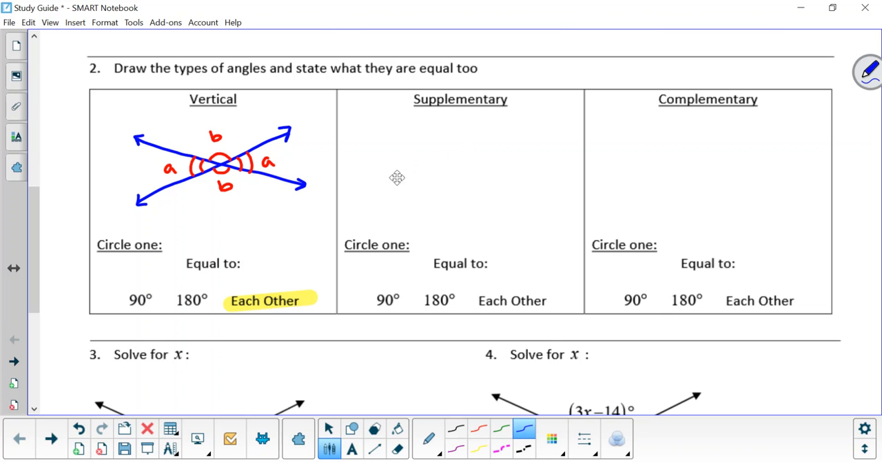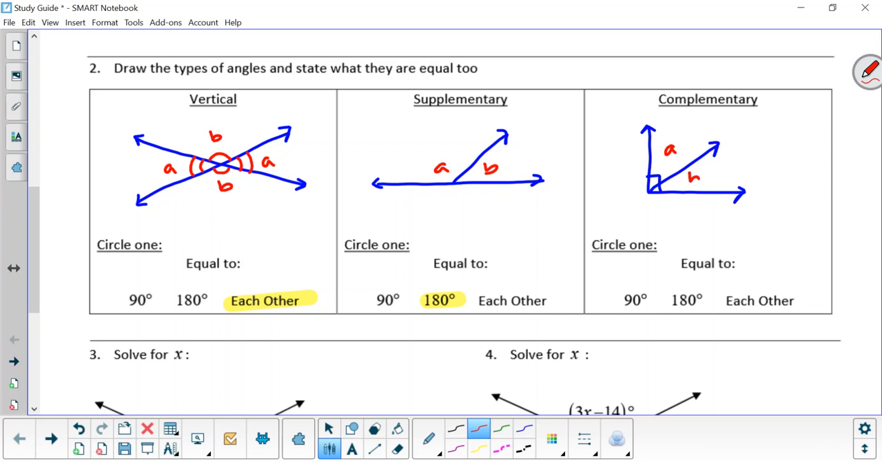Supplementary angles come from a straight line, right? And we have one part that is A, one part that is B. Straight lines equal 180, so if we did A plus B, it would give us 180. And then complementary angles form a right angle. So we have our box. And again, we have a part A and a part B, but our box always equals 90.